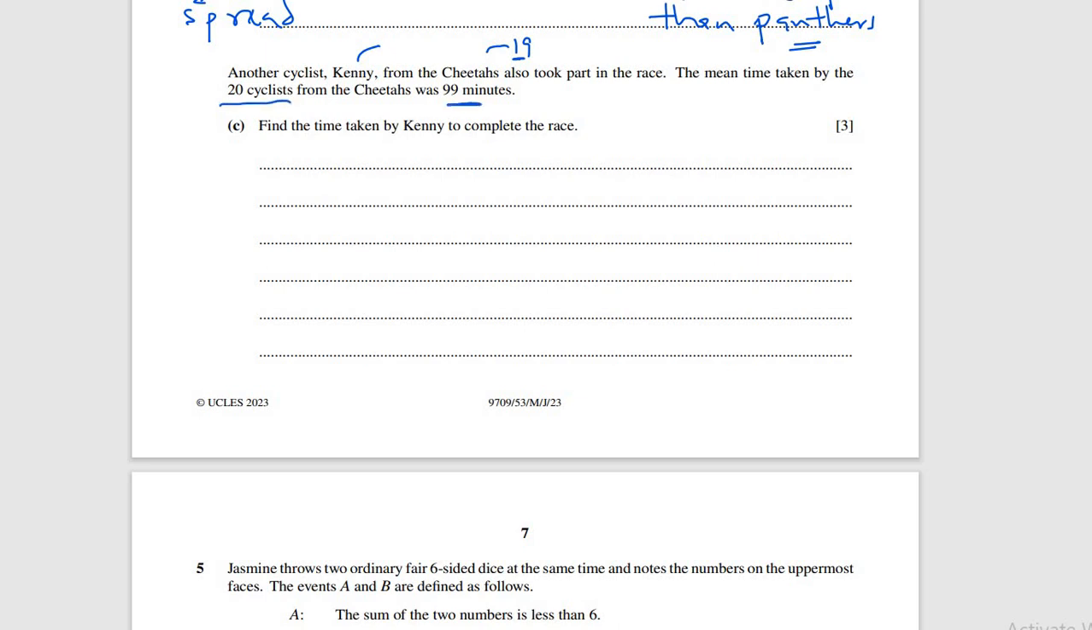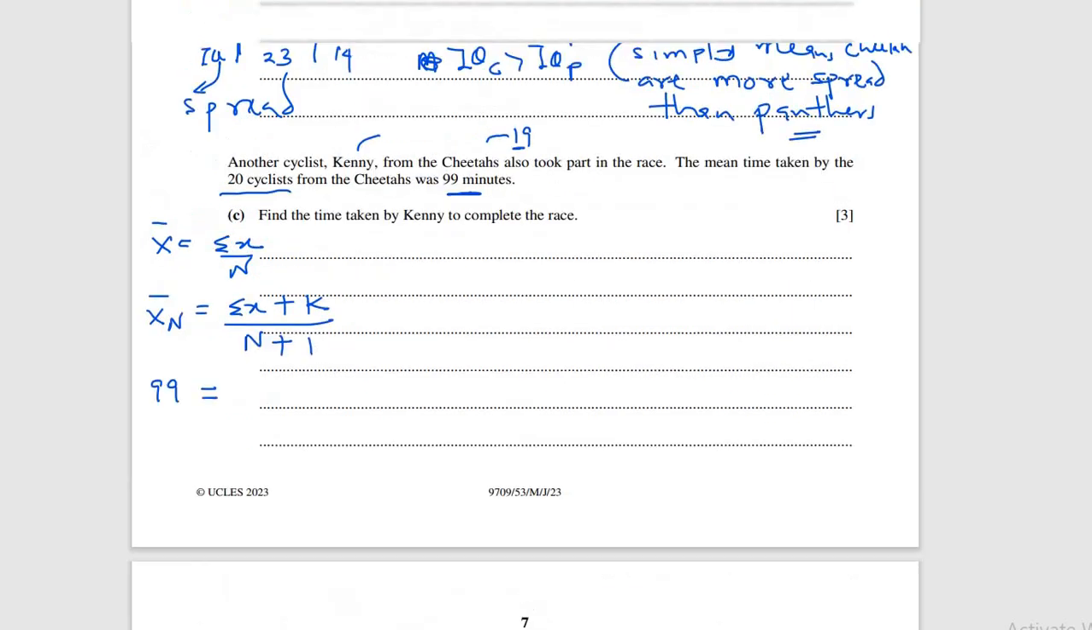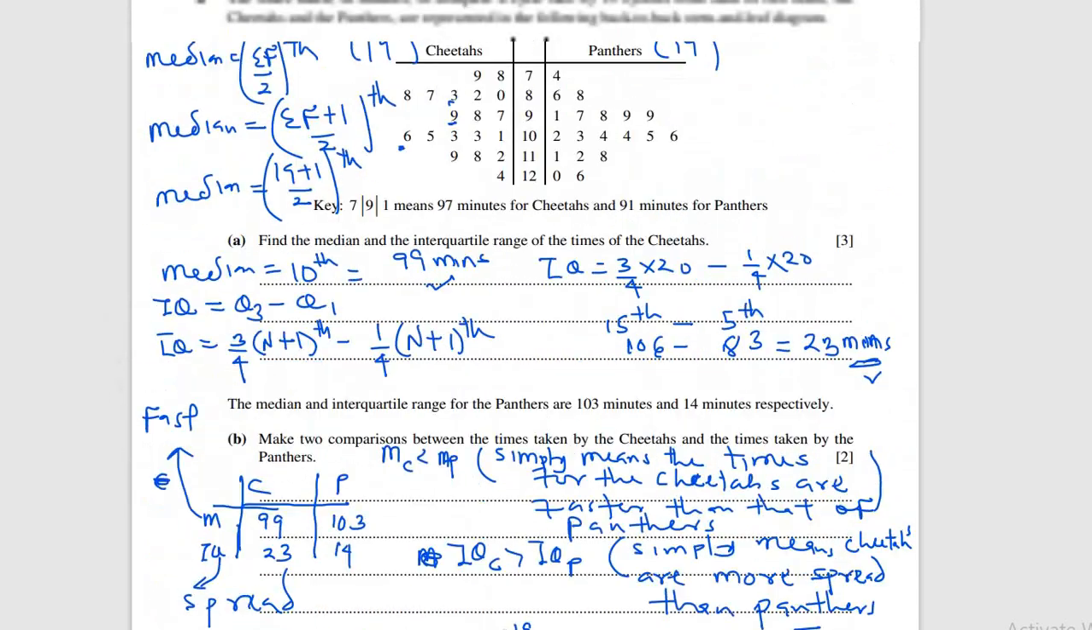Formally, mean is summation x over n. Now there will be a new mean since Kenny has been added. The number will now increase by 1. The new mean was set to be 99. What is summation x? Summation x of the cheetah.